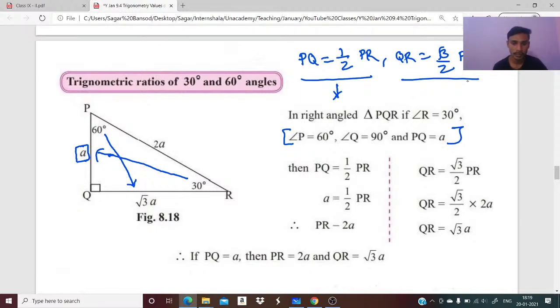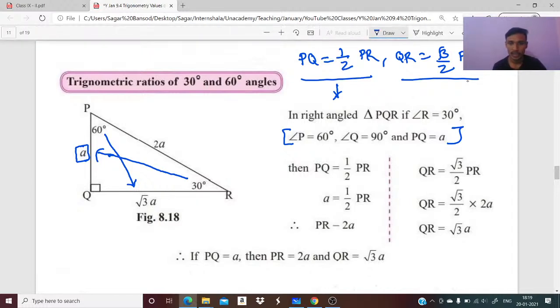First of all, we will use this equation to find out the length of PR. We know that PQ is equal to half of PR, and it is given that PQ is equal to A. Now I will take this 2 to the left hand side, and my PR will be equal to 2A. Therefore, this PR is written as 2A here.